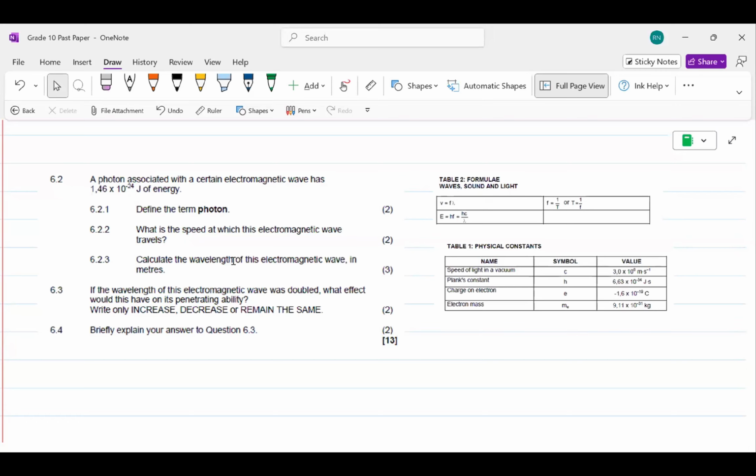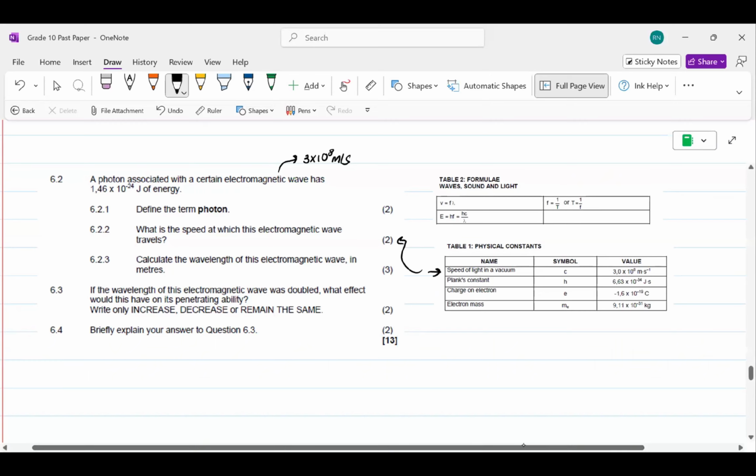Then they say, what is the speed at which this electromagnetic wave travels? Now we said the speed for all electromagnetic waves is going to be 3 times 10 to the 8 meters per second. This one is a free one because it's going to be on your formula sheet. So all you need to do is read off your formula sheet if they ask you that. That's a free mark. You just need to remember that that's the speed of electromagnetic waves.